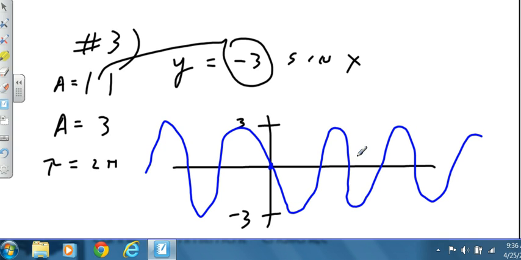And I have many more than 2 cycles gone. So that point would be at 2 pi. That point would be at 4 pi. And if I go the other way, this guy over here is going to be at minus 2 pi. And I have 3 cycles going.